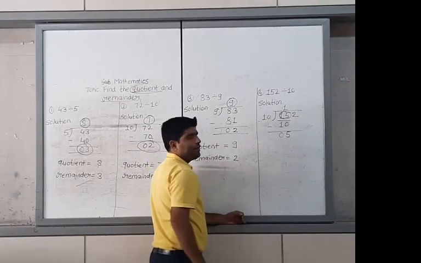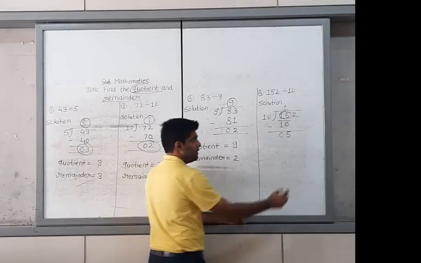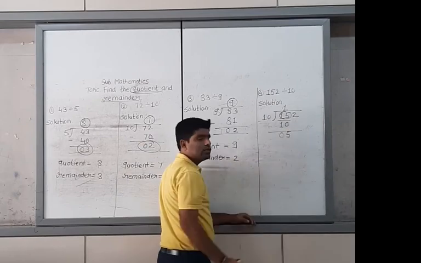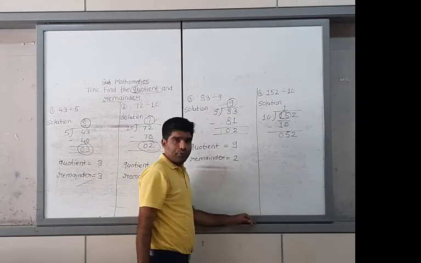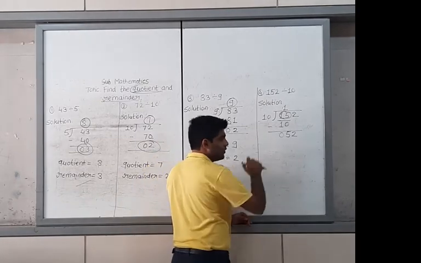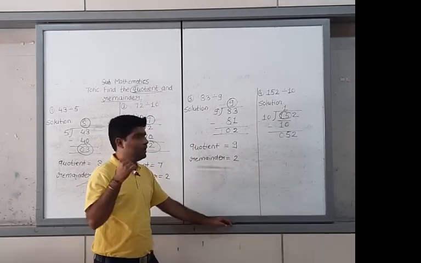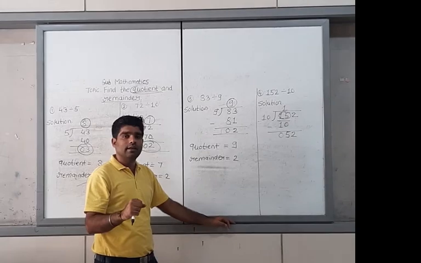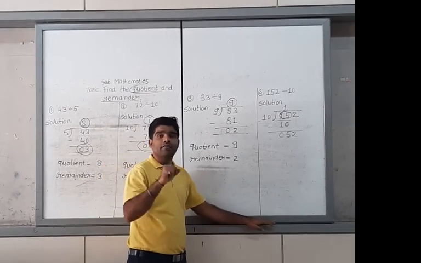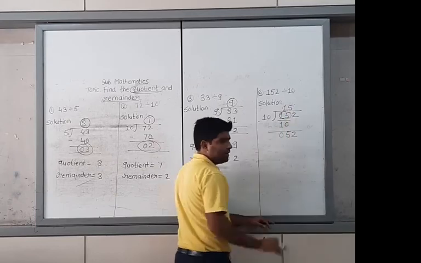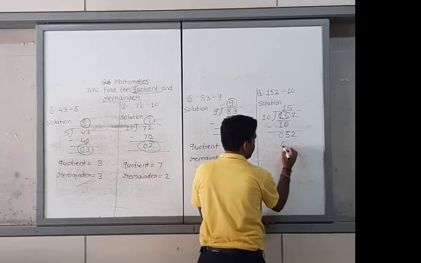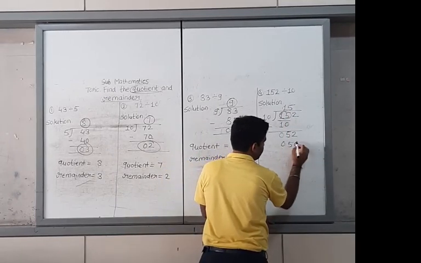10 is directly divided. The remaining term is 2, so here 2 will come down. This is our 2. Now we have to solve it. 10 ones are 10, 10 twos are 20, 10 threes are 30, 10 fours are 40, 10 fives are 50. Here it will be 10 fives are 50.